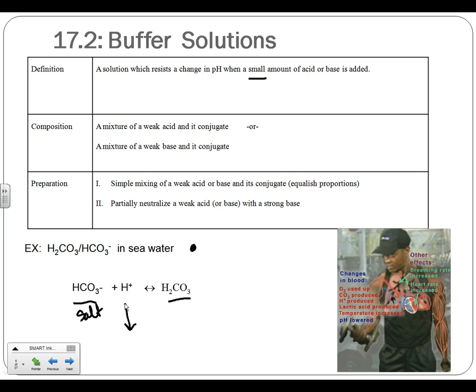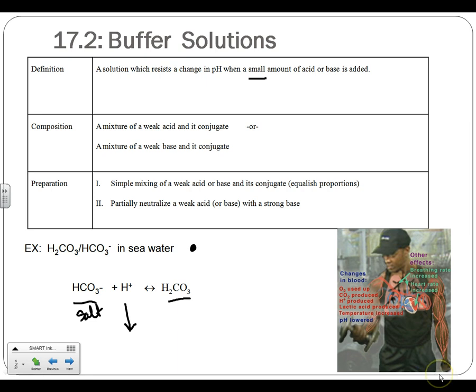Because remember what happens when we add an acid and a base, you get salt and water. So that's what a buffer does. If you look at the overall system, you get very minimal changes in your concentration of hydrogen ions if you add an acid or a base.